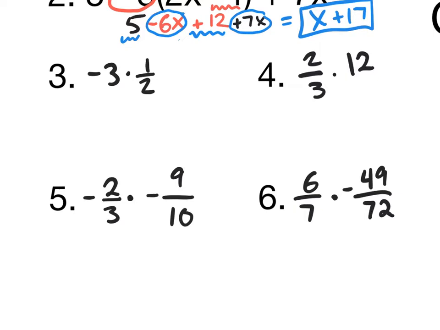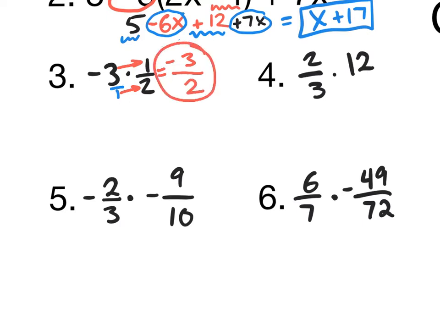We put this 3 over a 1 to make it look like a fraction. Then after that, you multiply the top with the top, the numerator with the numerator, and the denominator with the denominator. So when I multiply the numerator with the numerator, negative 3 times positive 1, that's negative 3. And on the bottom, 1 times 2, that's 2. And there's my answer, negative 3 halves.